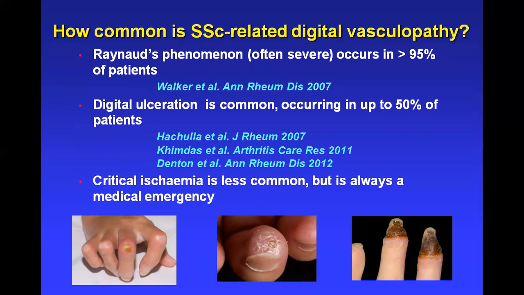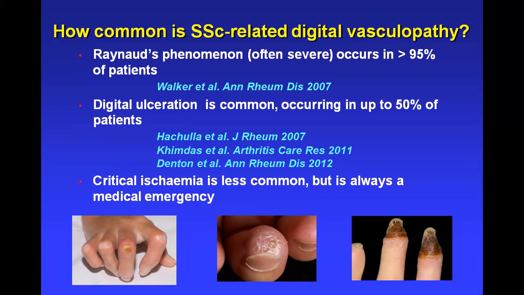So how common are the different aspects of systemic sclerosis digital vasculopathy? Well, they are very common, particularly the Raynaud phenomenon, which is almost universal in patients with systemic sclerosis. Over 90% of patients with systemic sclerosis have Raynaud's, and it's often, as I said earlier, very severe. Digital ulceration is common. Approximately 50% of patients at some point in their disease course, if they have systemic sclerosis, will have one or more digital ulcers. And this has been shown in many studies, some of which are shown here.